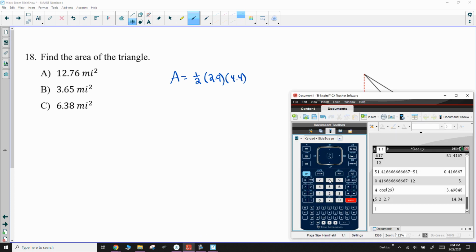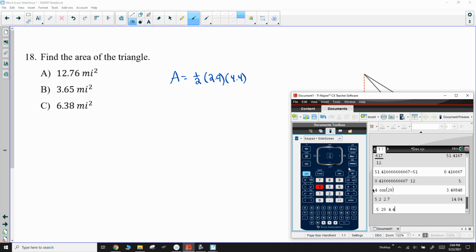Let's go to our calculator. When I type it in, I'm going to make this 0.5 because that's just easier, times 2.9 times 4.4. Oops, I typoed and did put the point in there, and that would make my decimal off. Double check my typing.